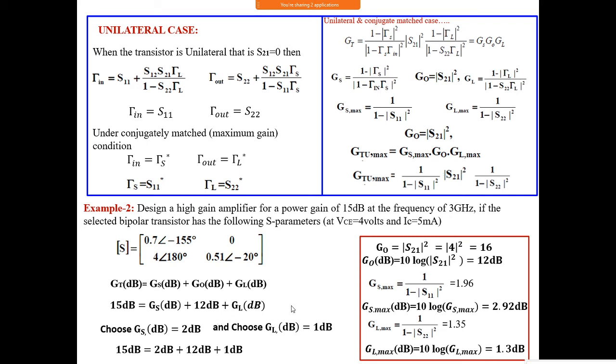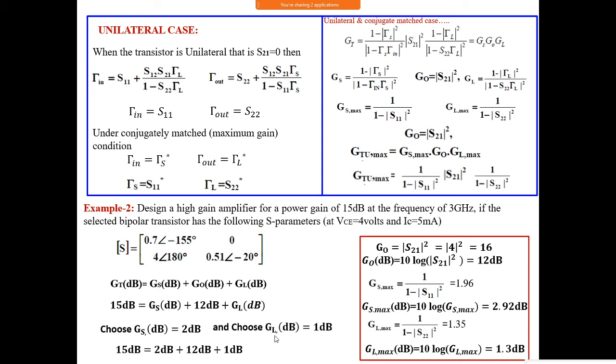Now we have got how to choose the values of GS and GL. For a unilateral case, you find the values of GS maximum and GL maximum, and then you can take values of GS and GL based on your requirement of GT. That we have got now. So next, what to do?